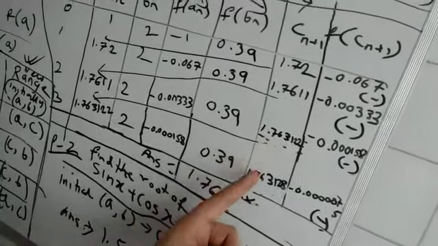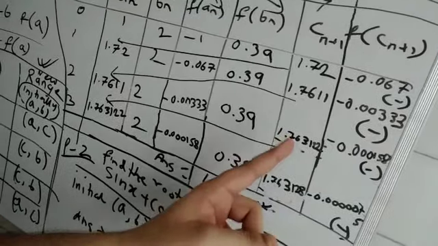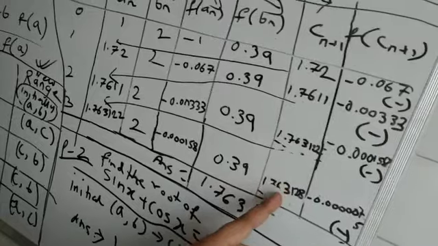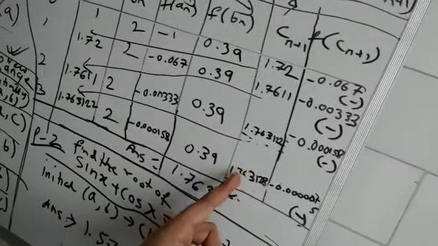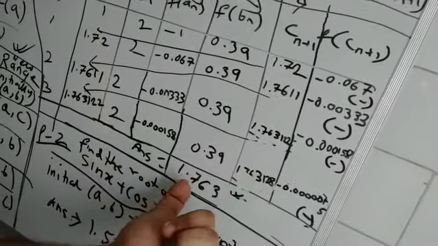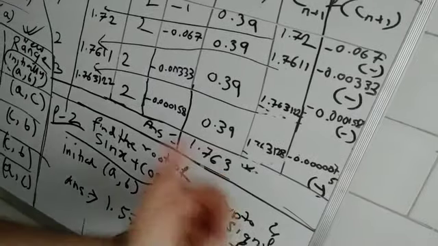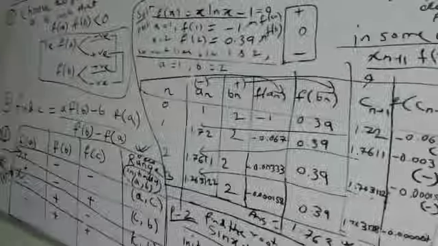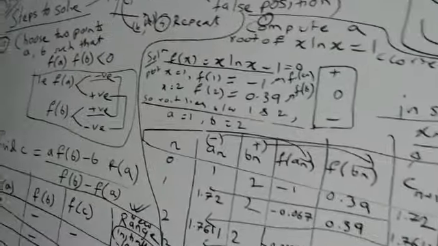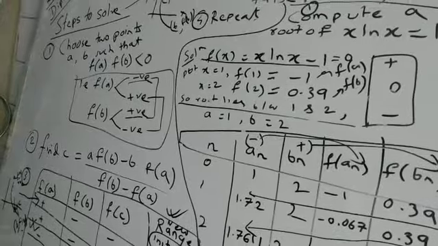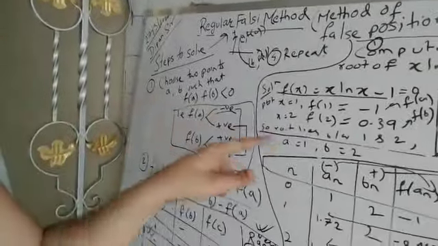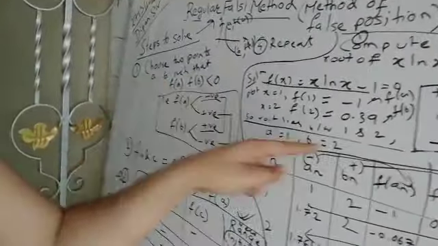You need to compare the previous step value and the current step value of c. So your answer will be 1.763. In this way you can solve a problem with the help of the Regula-Falsi method. The first step is to choose 2 points a and b, such that the product f(a) f(b) is negative.